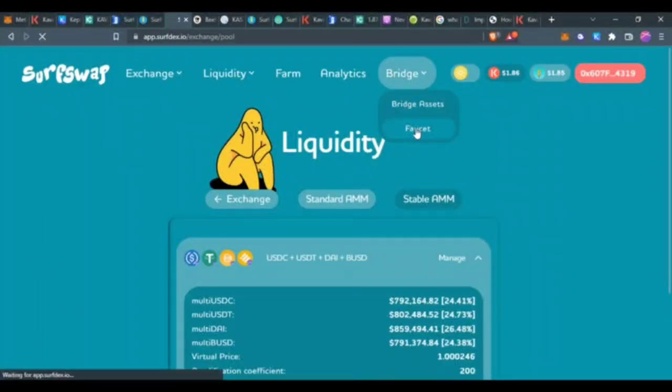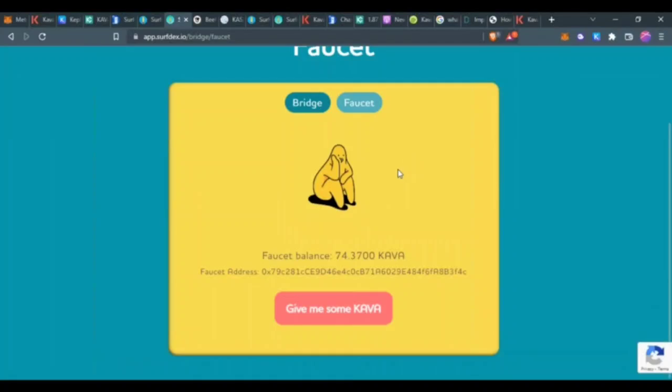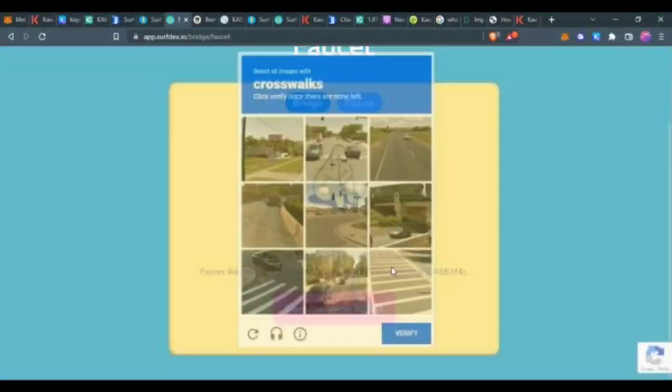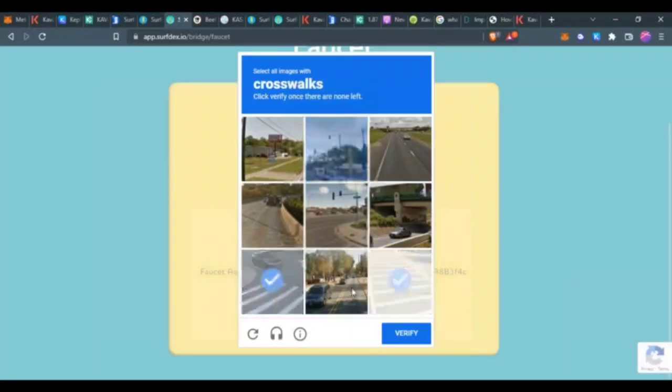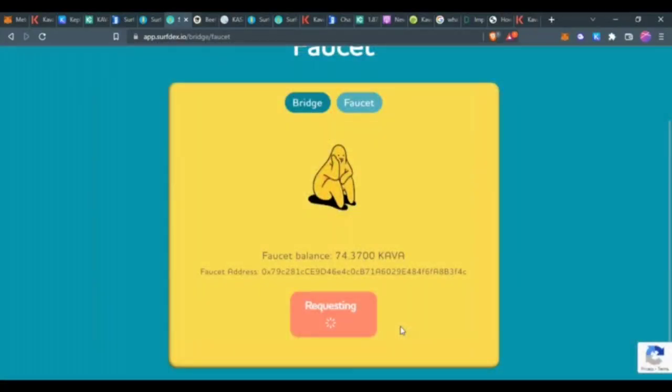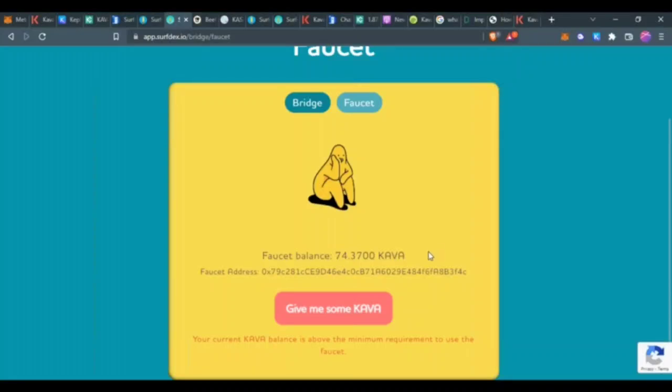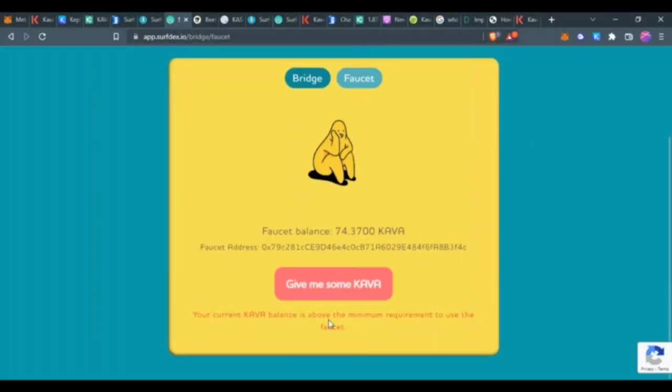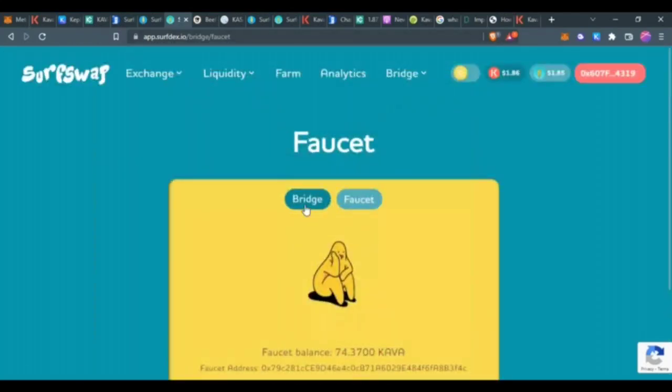Let's look at their faucet real quick. Faucet balance: 74.37 Kava. This is just a faucet. Faucets are something of the past that you really don't see a lot of anymore. Says my Kava balance is currently above the minimum requirement to use the faucet. That's okay. And that's a way of them allowing individuals to operate over here. So I like it.